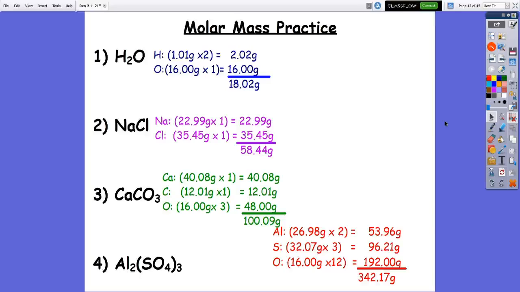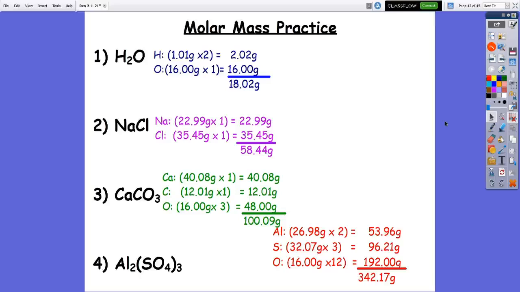And then my last example here was aluminum sulfate. I have 2 moles of aluminum atoms here, each weighing in at 26.98 grams, for a total contribution of 53.96 grams. My aluminum sulfate has 3 sulfates. Each sulfate has 1 sulfur. So I have a total of 3 moles of sulfur atoms, weighing in at 32.07 grams each, for a total contribution of 96.21 grams.